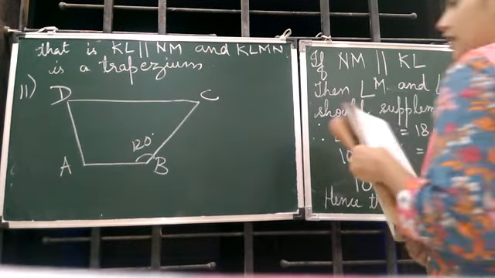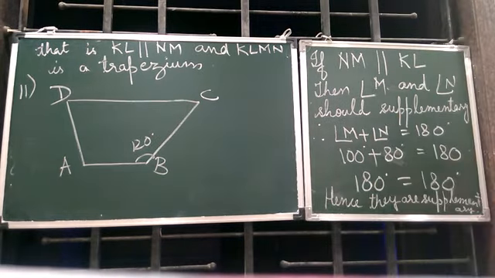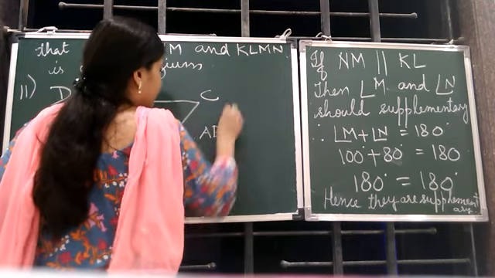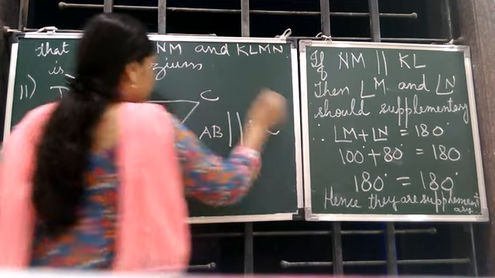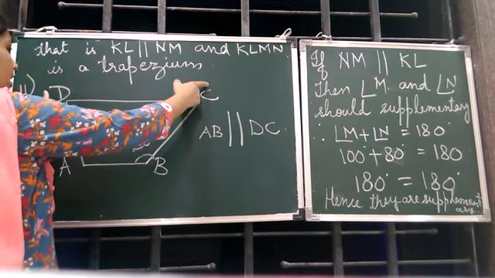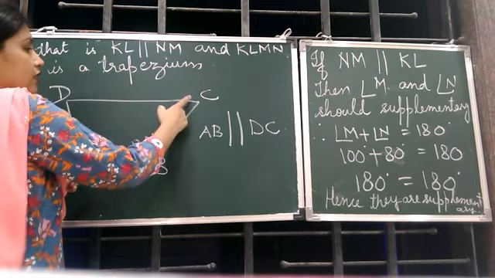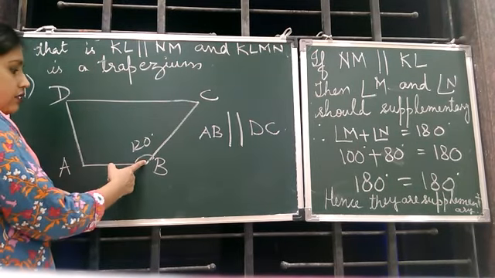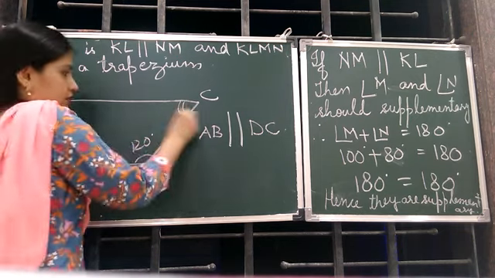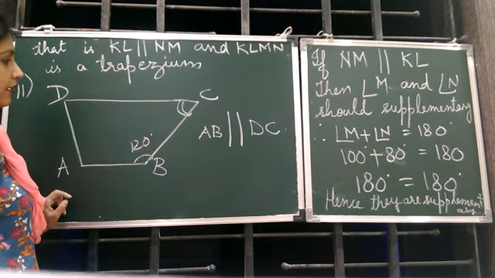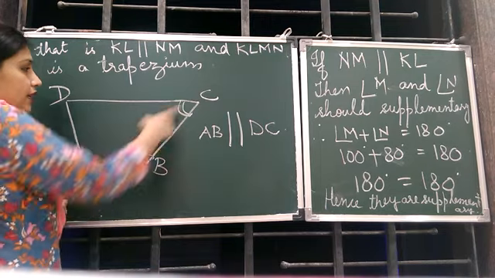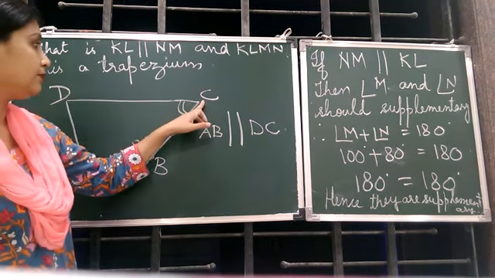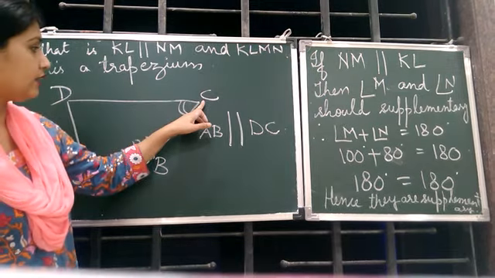What is given? AB is parallel to BC. So if AB is parallel to BC, that means the adjacent angles are supplementary. Yes? And you have to find this. Adjacent angles are supplementary. That means sum of angle B and C should be 180 degree. That's how we get the measure of angle C.